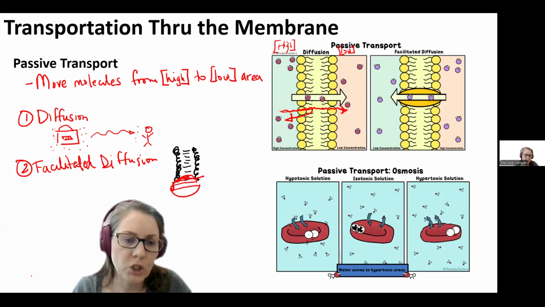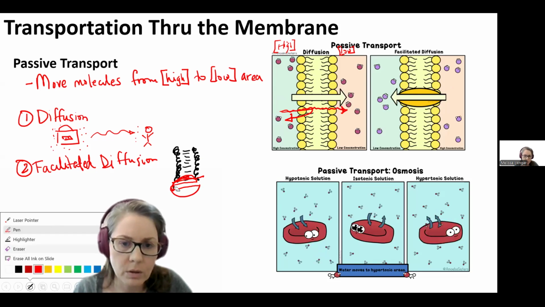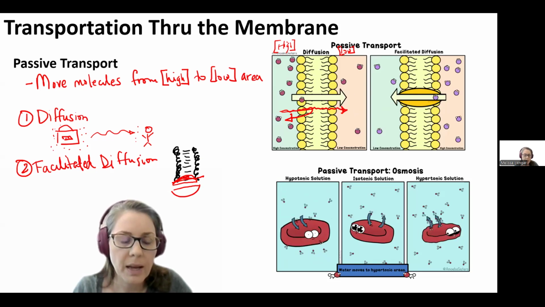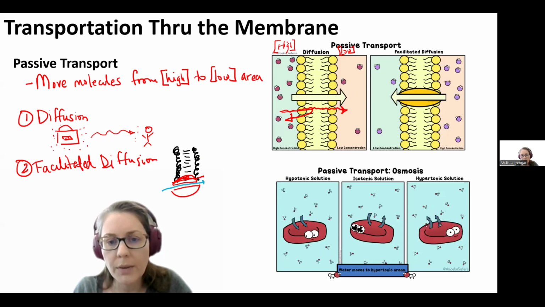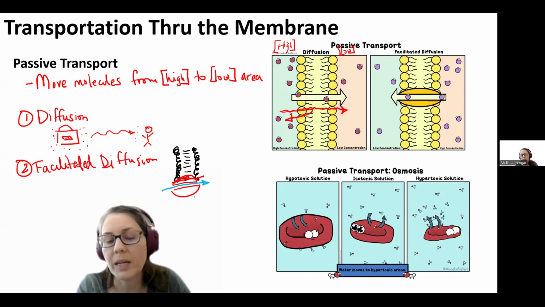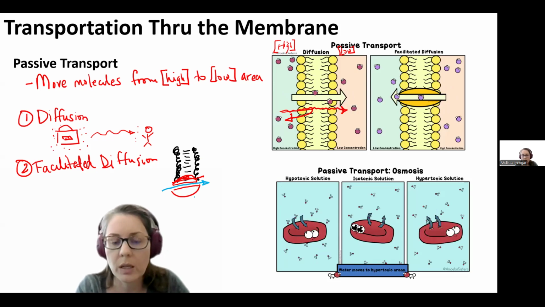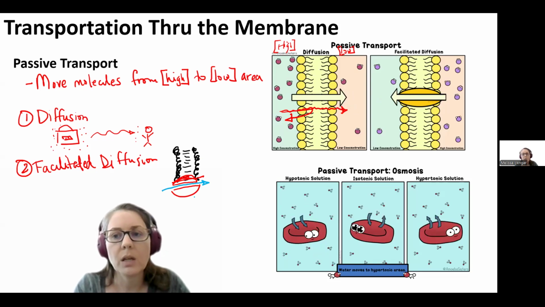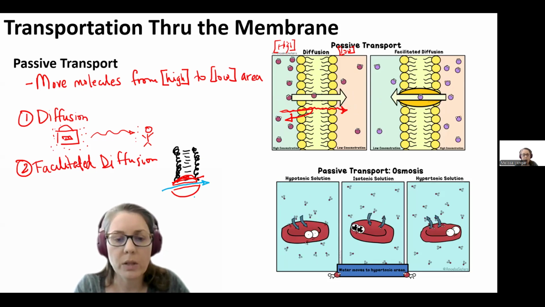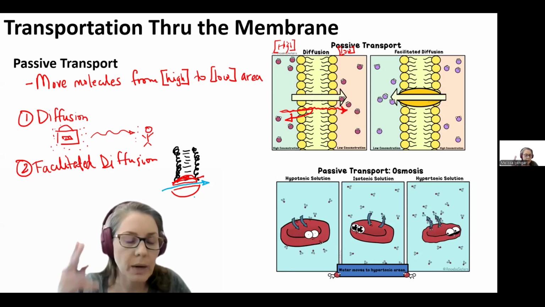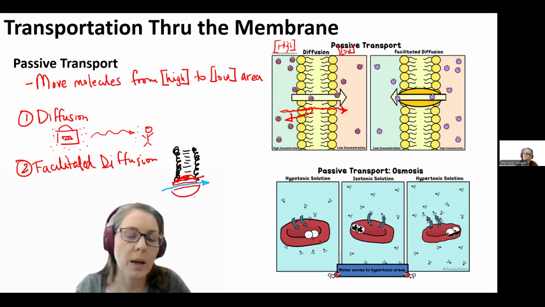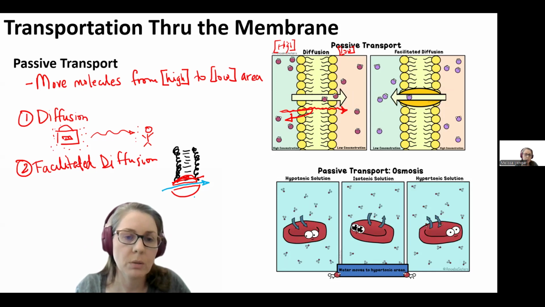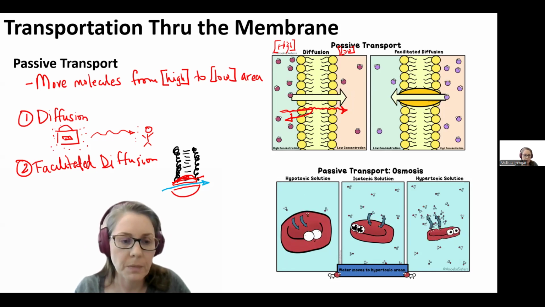So if you have that channel that goes through, let me erase that part, it facilitates the movement of substances that wouldn't otherwise move through the membrane easily. It's just facilitated diffusion. You will see that there are some cells in the human body that have those protein channels that allow for things to go back and forth to facilitate that movement. Oftentimes it's water facilitation, but it doesn't have to be.